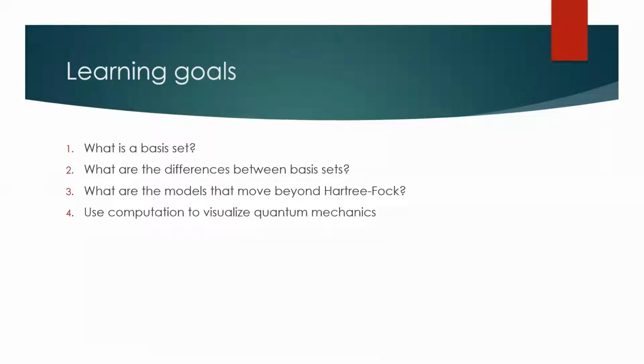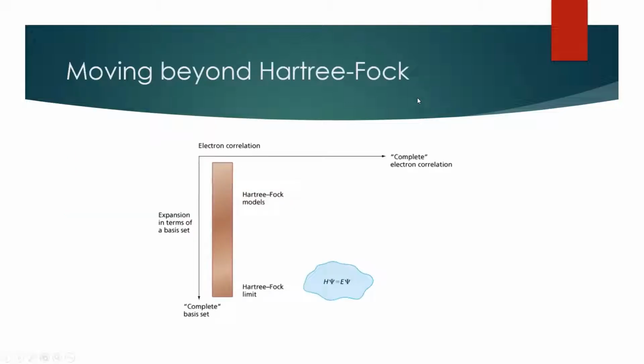The Hartree-Fock model is useful in some applications, and we saw some of those last time. We'll see a little bit more of those in class, but it doesn't work for others. So in this lecture, we want to try to figure out how we can move beyond this model to get more accurate predictions. We'll look at this figure here, which shows the two different avenues we can go down to improve our calculations. On the x-axis of this plot is electron correlation.